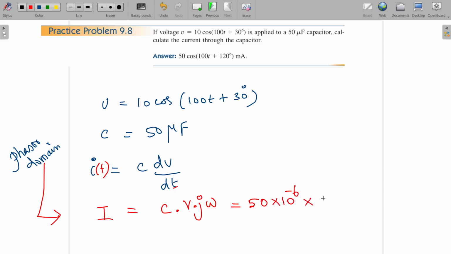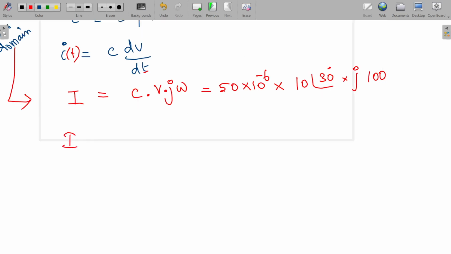How do you represent this voltage in phasor form? This can be written as capital V equal to 10 angle 30 degrees. Then multiplied by j into omega, and the omega value is 100. So I is equal to 50 multiplied by 10 power minus 6, multiplied by 10, multiplied by 100, then you have this j, then you have this angle 30.